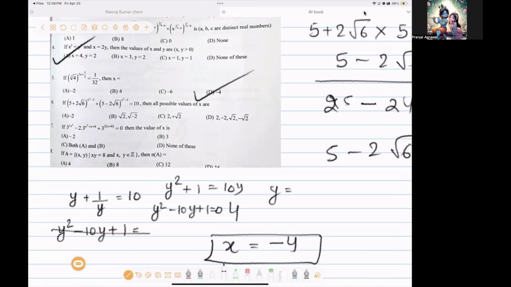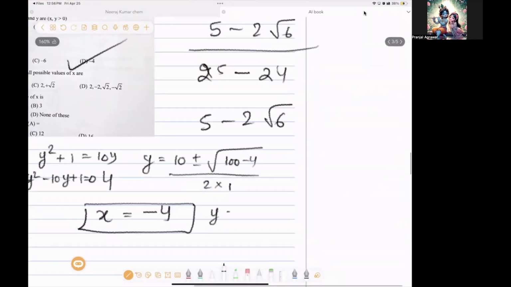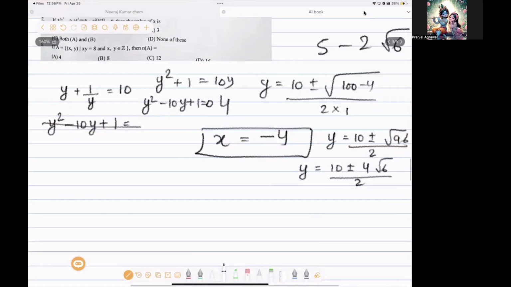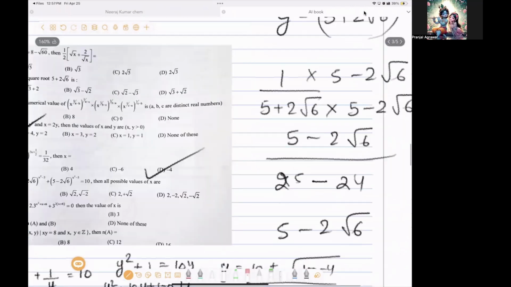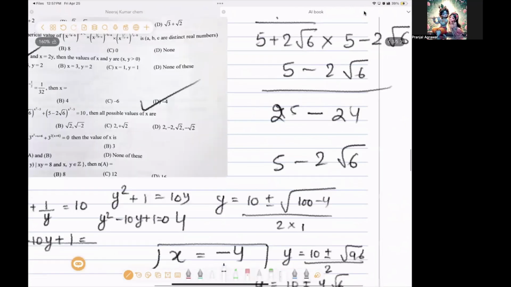So using the formula, minus b plus minus root b square minus 4ac by 2a. So y is equal to 10 plus minus root 96 by 2. So y is equal to 10 plus minus 4 root 6 by 2. So simplifying, we'll get y is equal to 5 plus minus 2 root 6. This we got. So what was our y? y was 5 plus 2 root 6.